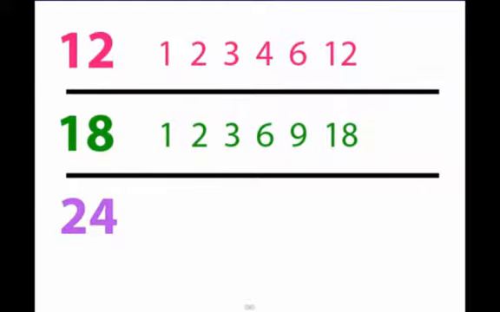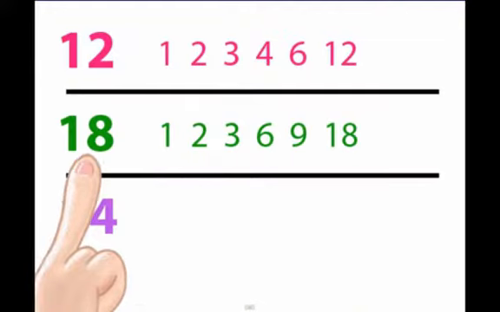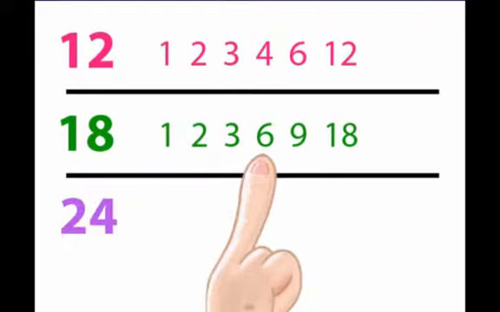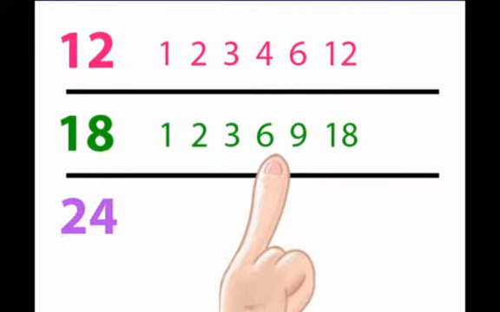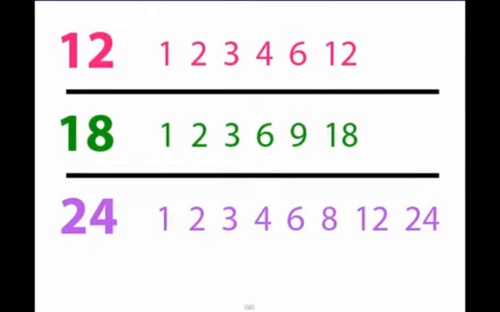Let's do the same for 18. 1 divides into 18 18 times. 2 divides into 18 9 times. And 3 divides into 18 6 times. These are all the factors of 18. Let's try 24. 1 goes into 24 24 times. 2 goes into 24 12 times. 3 goes into 24 8 times. And 4 goes into 24 6 times. These are all factors of 24.